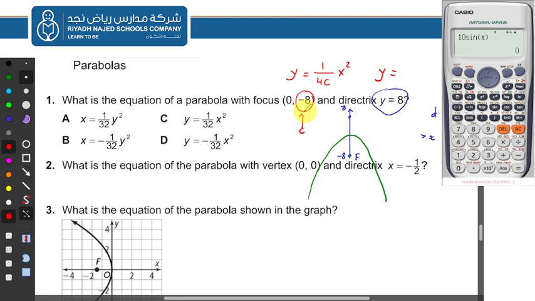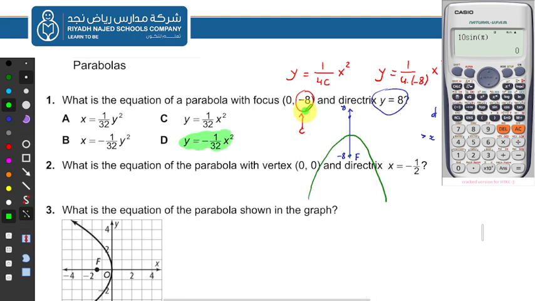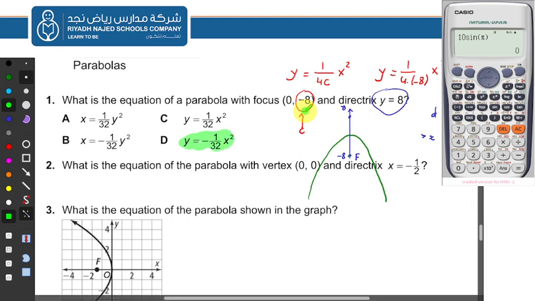Using this value of c in the correct formula, and it was important to graph, to have an idea about our parabola here. Is it vertical or horizontal? Because depending on this we choose the correct formula. Y equals, this is y equals, not x equals. So y equals 1 over 4 times negative 8, and then x squared. 4 times negative 8 is negative 32. So the correct answer is D. Y equals 1 over negative 32, or negative 1 over 32, x squared.